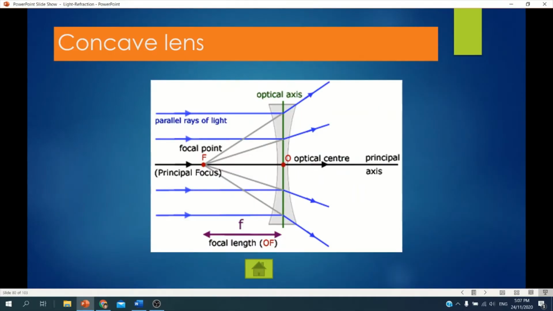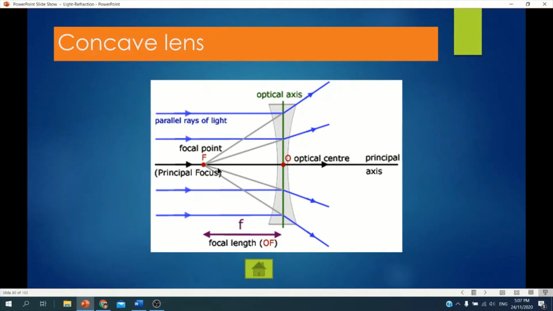Okay, let's learn some important points and concept of concave lens. First and foremost, an axis that cuts the lens into two horizontally is called a principal axis, right? And another axis that cuts the lens vertically is called optical axis. So the optical axis and the principal axis intersect at the center of the lens called optical center, O. So O is the optical center.